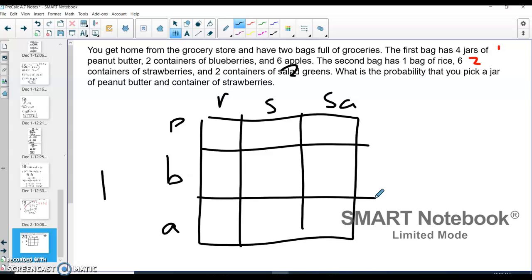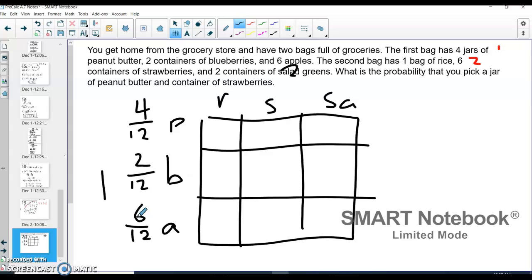Now that I have it set up saying, these are the outcomes of event 1, these are the outcomes of event 2, I can start thinking about the probabilities of each outcome happening. So I'm thinking, how many possible items are there in bag 1? 4 jars of peanut butter, 2 containers of blueberries, and 6 apples. That's 12 items in the bag, and 4 of them are peanut butter. Again, since it's still event 1, there are 12 items in the bag, and 2 of them are blueberries. And similarly, there's 12 items, and 6 of them are apples.